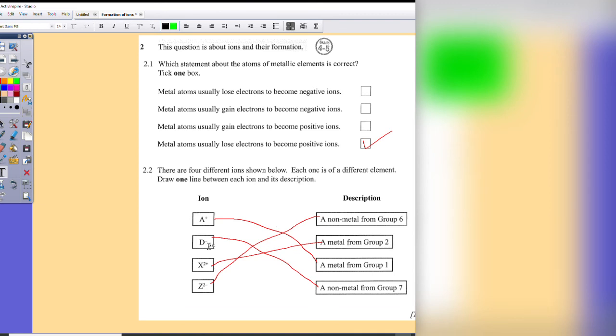Now the non-metals, D-. Here it's negative, therefore it's a non-metal. If it's minus, it means it gained 1 electron, so there was originally 7 in its outer shell, so it's a non-metal from group 7. And finally Z2-, if it's got 2 extra electrons to make it 2-, it must have originally had 6 electrons in its outer shell, so therefore it's a non-metal from group 6.